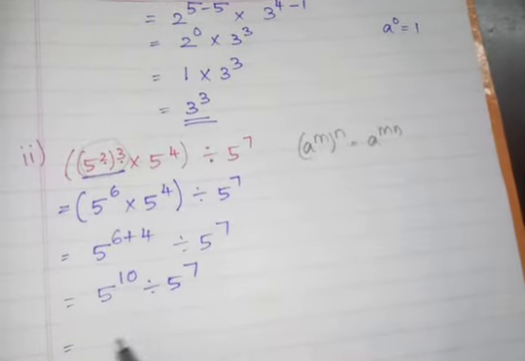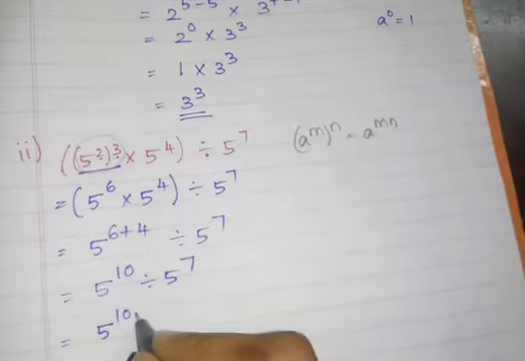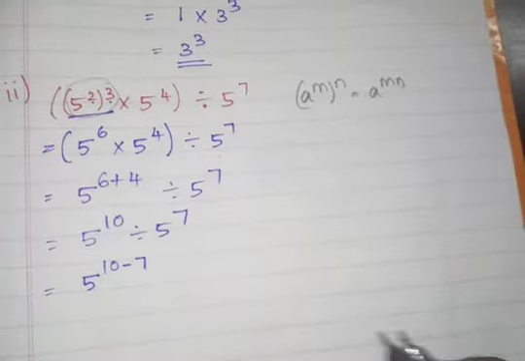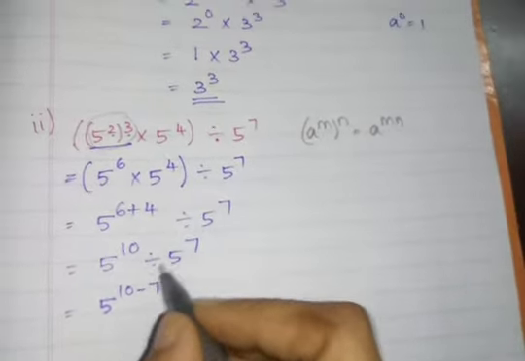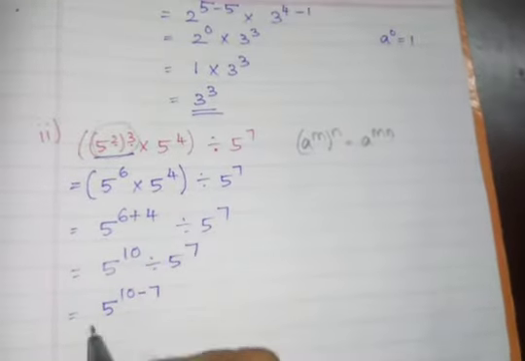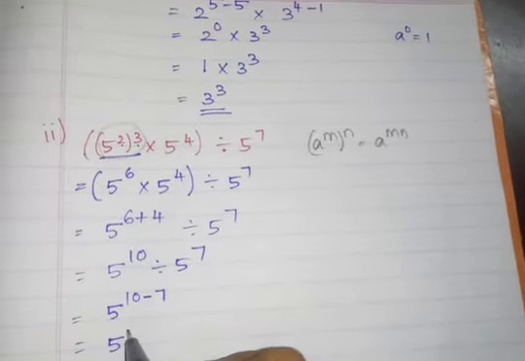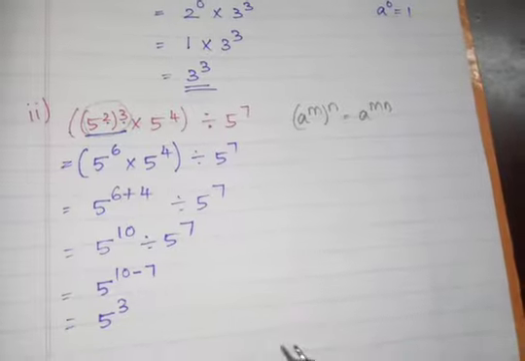Now same base division means 5 power 10 minus 7, because it is division, so 10 minus 7. So 5 power 10 minus 7 is 5 power 3.